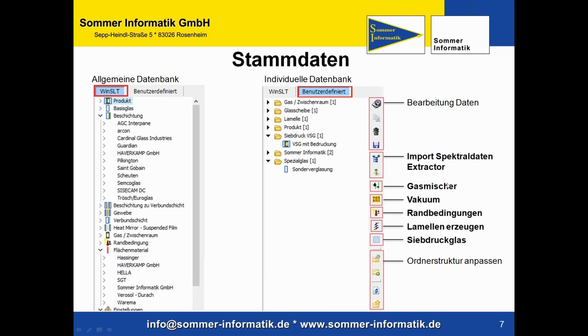Then there is a gas mixer, with which you can mix any gas types in a certain proportion against each other, in order to then also define the interpane spaces. A calculation for vacuum, so you can also calculate vacuum glasses instead of a space between the panes. Define boundary conditions, i.e. any boundary conditions with outside temperatures and irradiances. Generate slats. You generate any slats with distances and inclinations from flat materials that are also stored in the database. I will then also give you an example in the practical part.